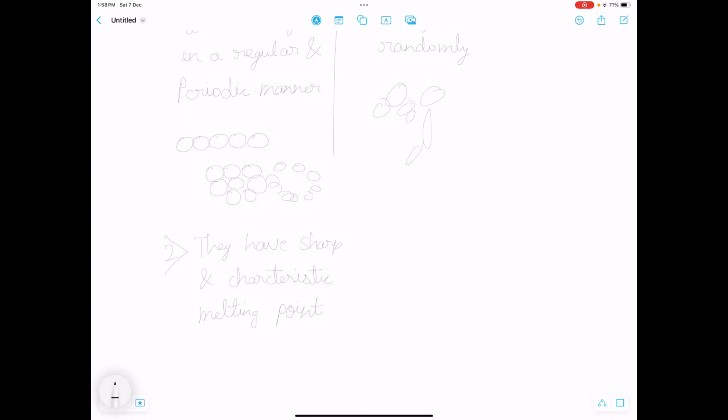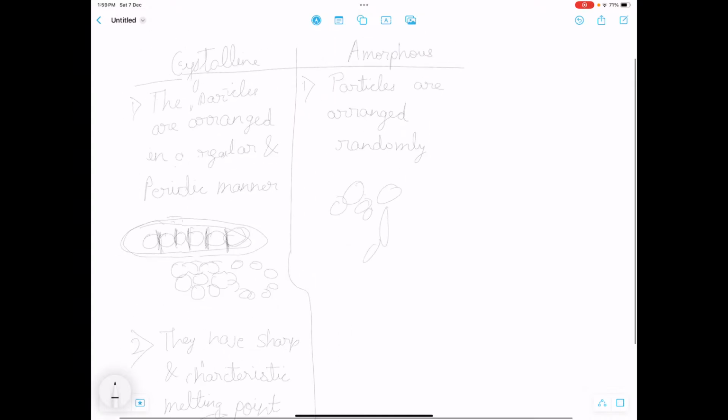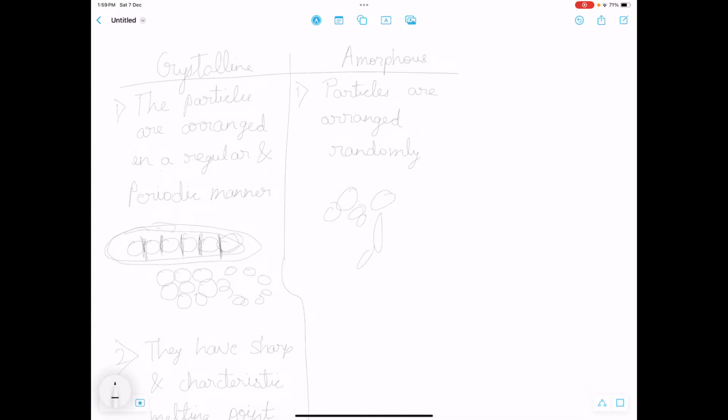The sharp melting point means that a material melts within a range of or less than 5 degrees Celsius. Why this happens is because this thing is regular. Suppose this is solid. To melt this, you need to break these bonds. So to break these bonds and turn into liquid, it has to happen quickly, within 5 degrees Celsius. Whereas for these amorphous things, they take a long time, more than 15 degrees and so on.